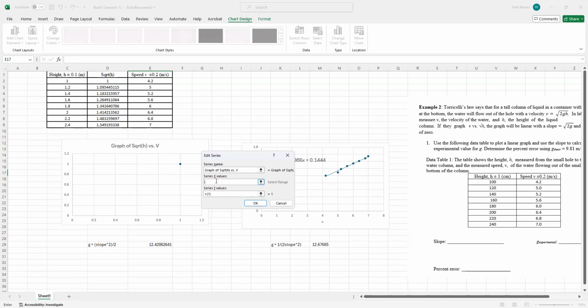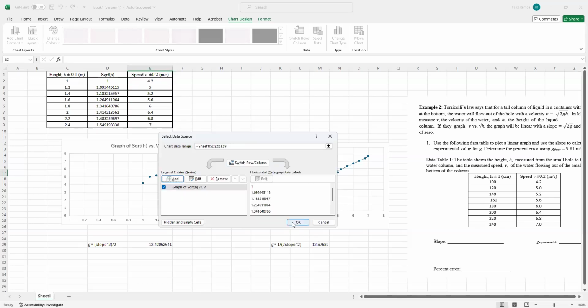What is going to be my x-axis? In the x-axis, I will have the square root of H, right? That would be my independent variable. So I just click on series X values and select all these values. And then now I will select the Y values. So you have to clear this cell and ask, what are my Y values? My Y values are the values of the speed. So we just pick all these values, and this is the graph that I got. So we say okay, and okay one more time.